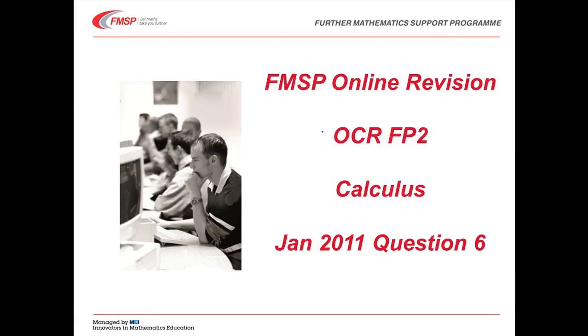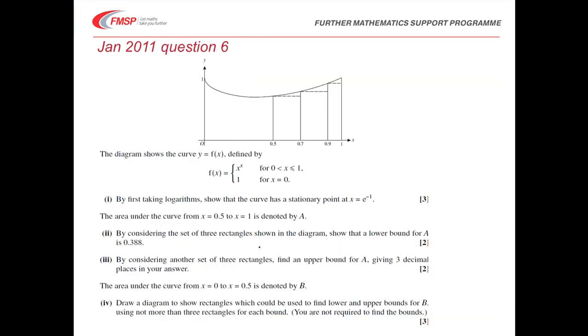This session is for OCR FP2, topic is calculus, and we're doing question 6 from January 2011. So let's start by looking at the question. We've got a diagram which shows the curve y equals f of x, which is defined as x to the power of x for x strictly greater than 0 and less than or equal to 1, and the function is equal to 1 when x equals 0.